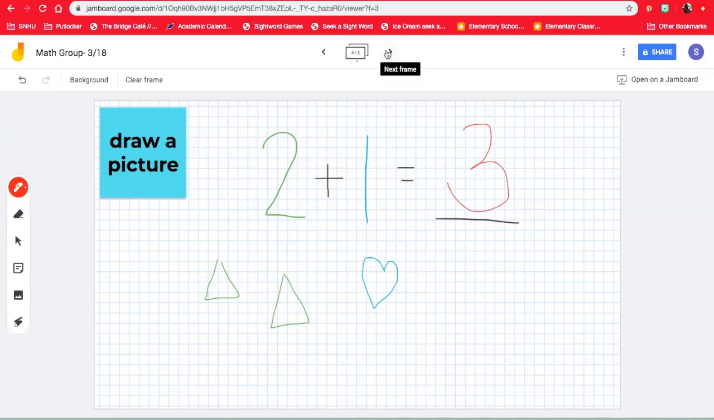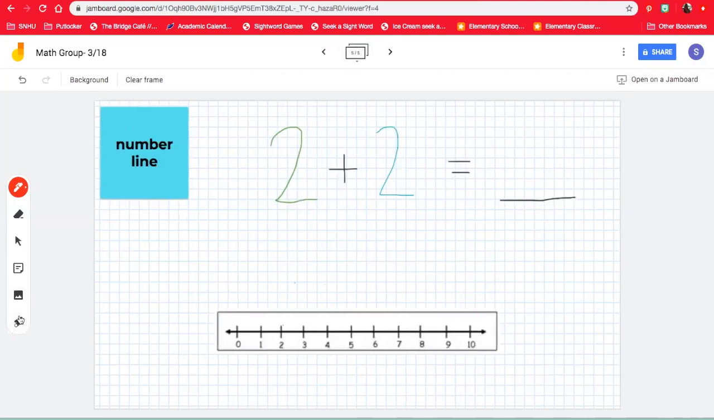All right. One of our second to last strategies is, dun, dun, dun, dun, the number line. I know you've seen this before. So what number do we need to start at if our sentence is 2 plus 2 equals blank? What number do we start at when we're at our number line? 2. You're right. So let's circle the 2.